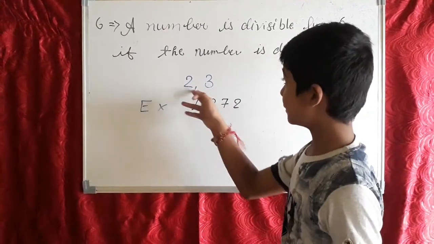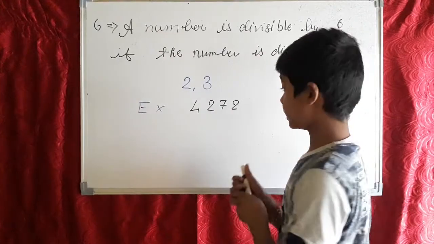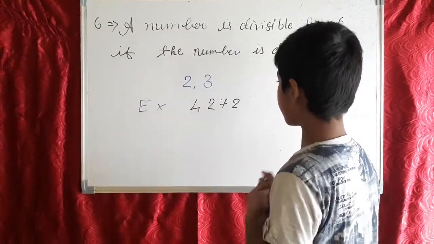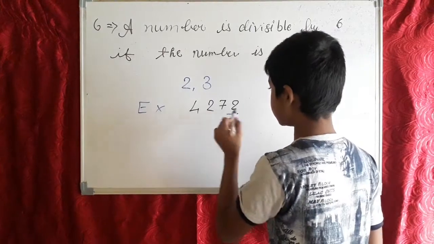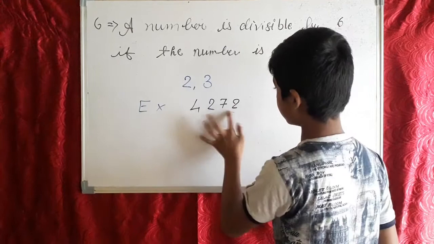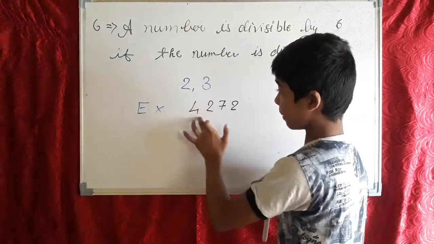A number is divisible by 2 if its unit digit is 0, 2, 4, 6, or 8. Now we see its unit digit is 2. It is divisible by 2. Okay, that is done. This number is divisible by 2.